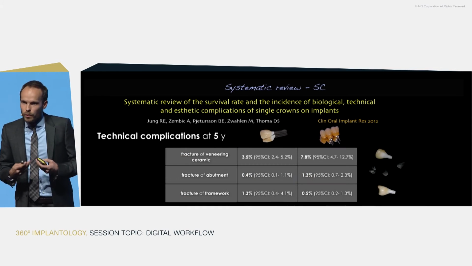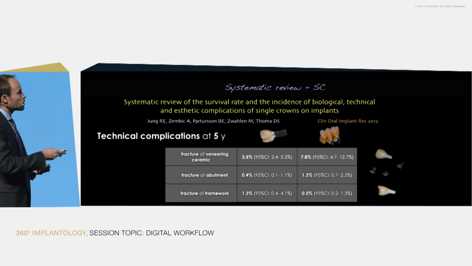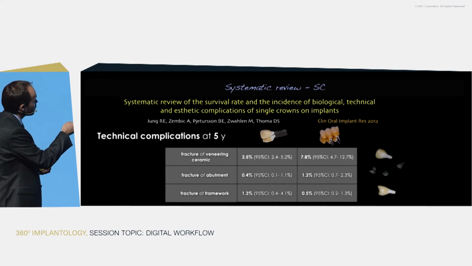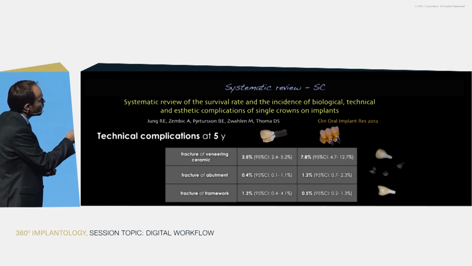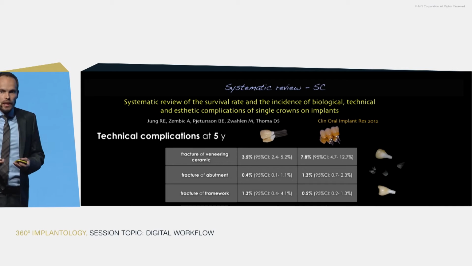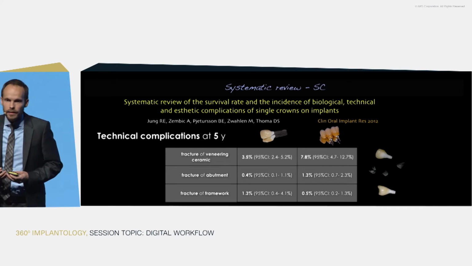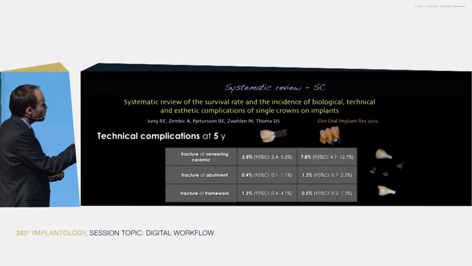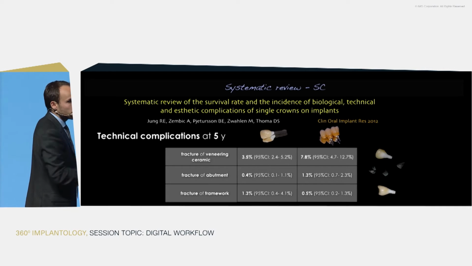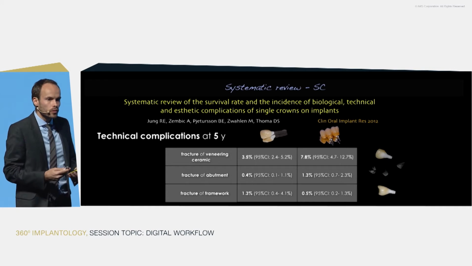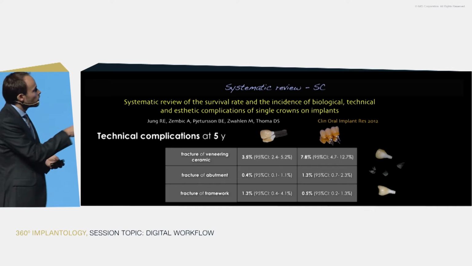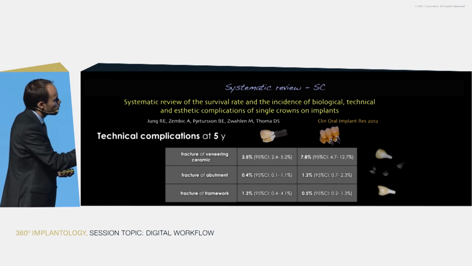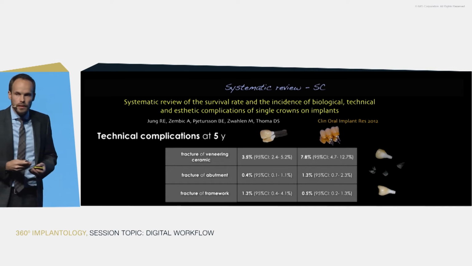But for me, the most interesting aspect is once we look at this slide and we see the technical complications at 5 years, and we look into the technical complications itself. So what did they find? They find that the framework fracture, the abutment fracture, is hardly an aspect anymore. It's not an issue any longer. We are not fighting this. You see here the single crowns and the 3-unit bridges.